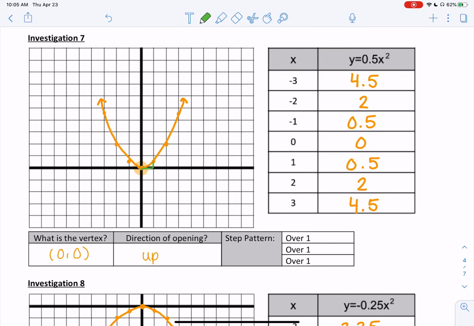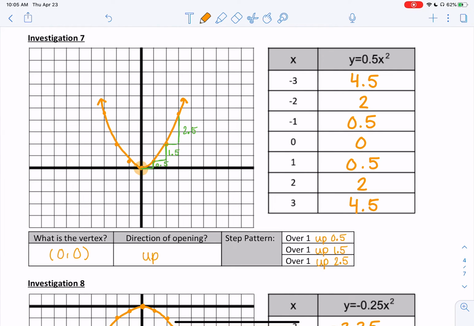Because we know our points here, I know that I went over 1, up 0.5, and then I do it again. I go over 1, and I go up 1.5, and then I'm going to do it one more time, and I'll go over 1, up 2.5. So we'll write that in the chart. Over 1, up 0.5, over 1, up 1.5, and over 1, up 2.5.